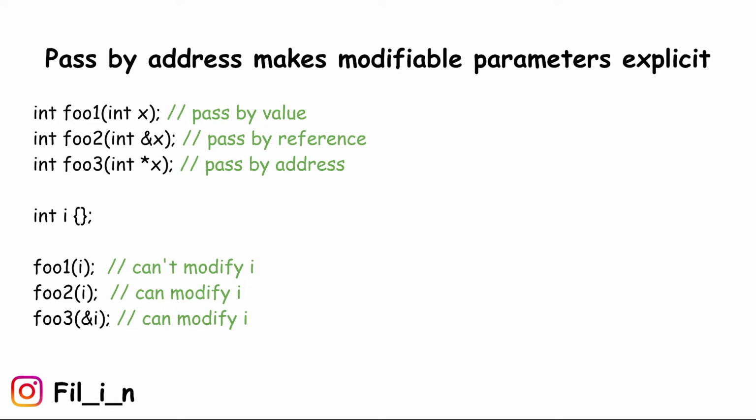int foo1(int x): pass by value. int foo2(int &x): pass by reference. int foo3(int *x): pass by address. int i. foo1(i) can't modify i. foo2(i) can modify i. foo3(&i) can modify i.